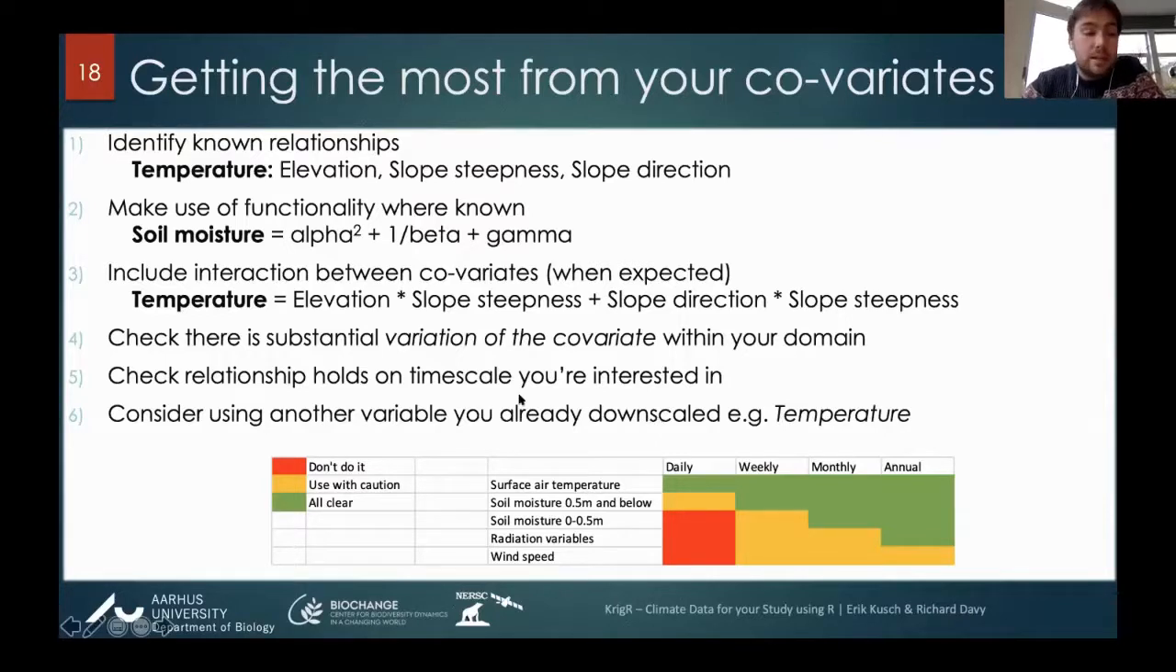But the final thing I would say is that you can also consider using a variable you've already downscaled. For example, you can downscale your air temperature using these very strong relationships, and then you can use that downscaled temperature to KrigR another variable like humidity.